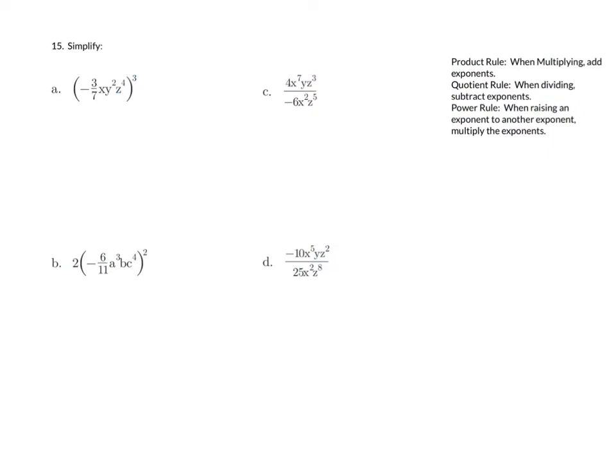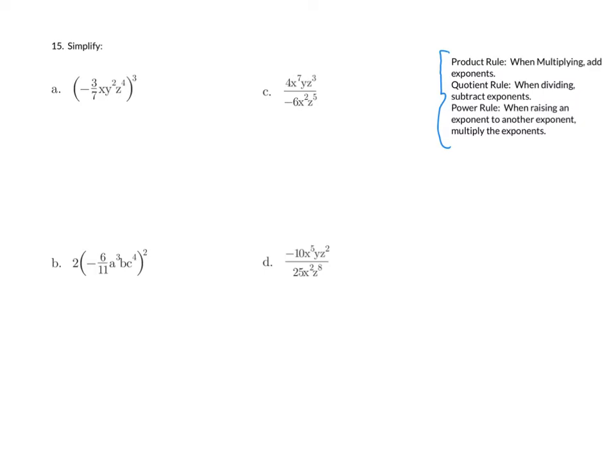The next thing we're going to look at is our rules of exponents. Some rules of exponents that we have. We have our product rule, which says when multiplying things with the same base, we add the exponents. We have the quotient rule. When dividing, we want to subtract the exponents. And the power rule. When raising an exponent to another exponent, multiply the exponents.